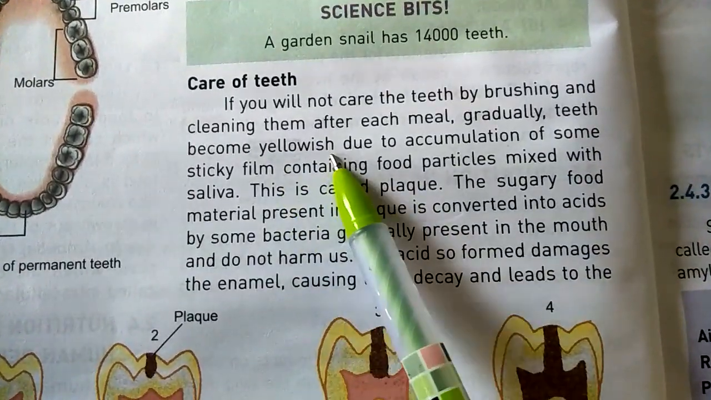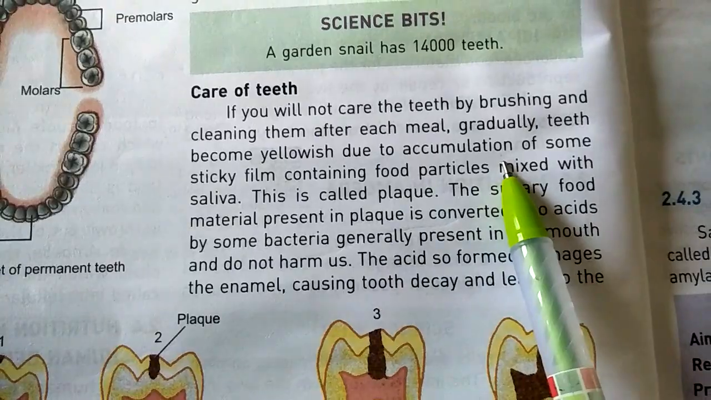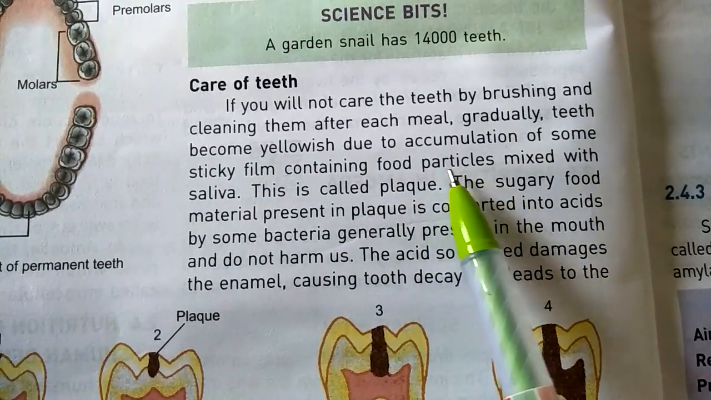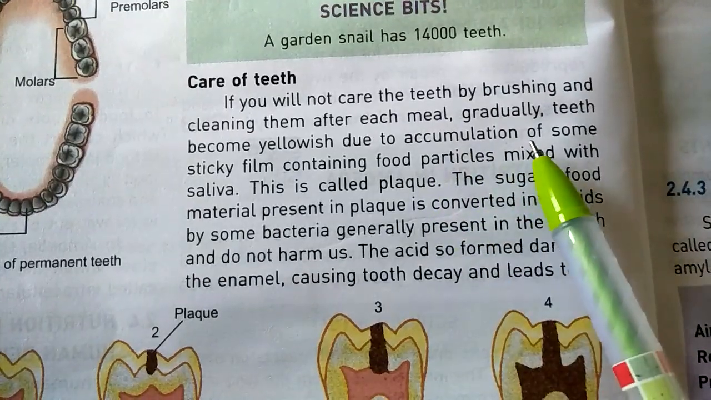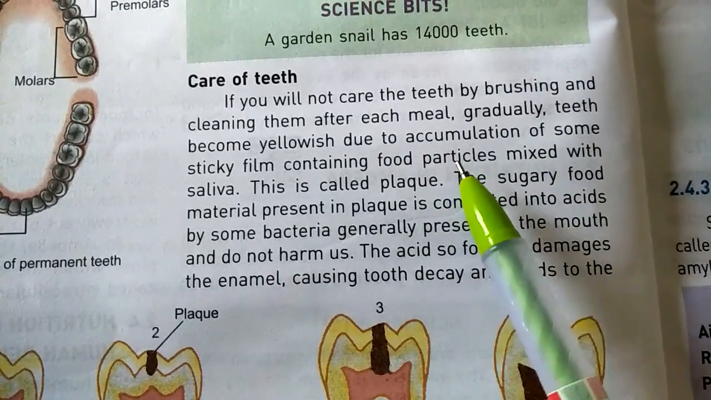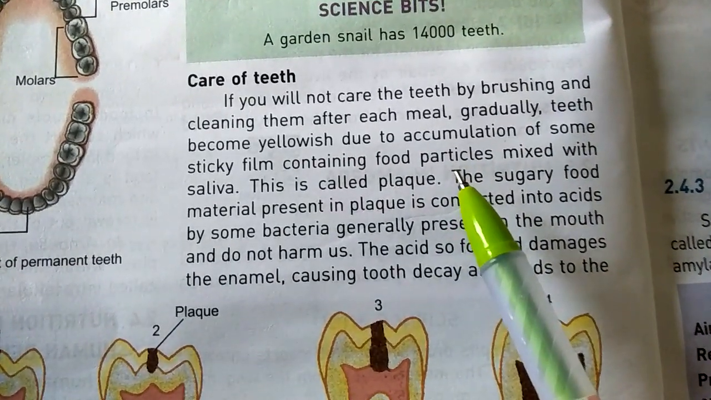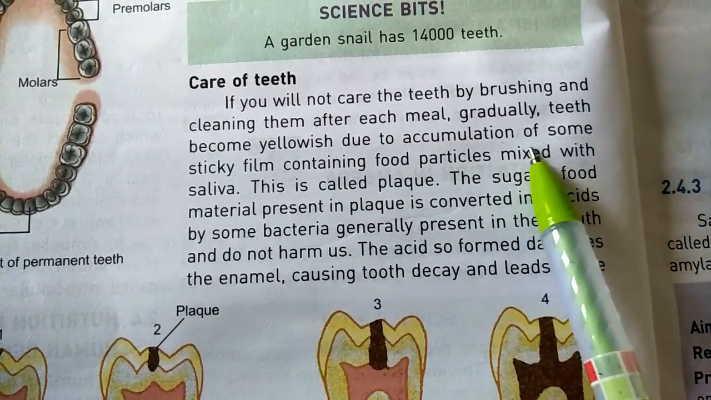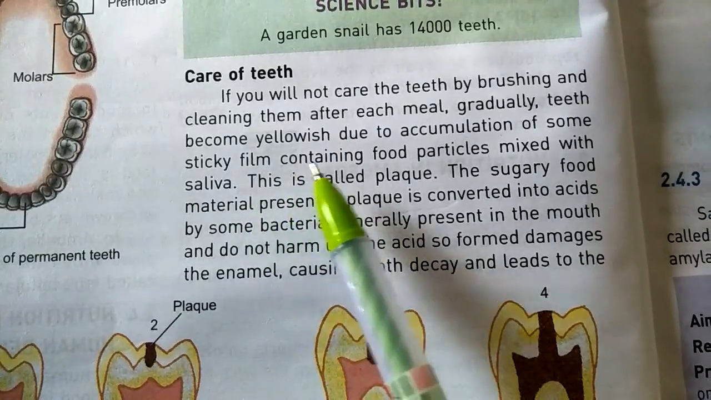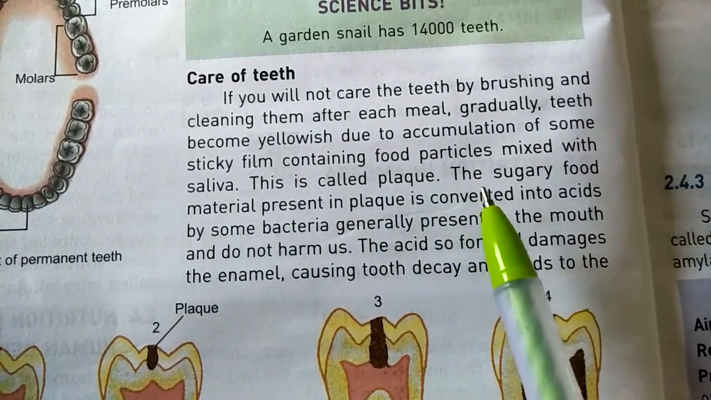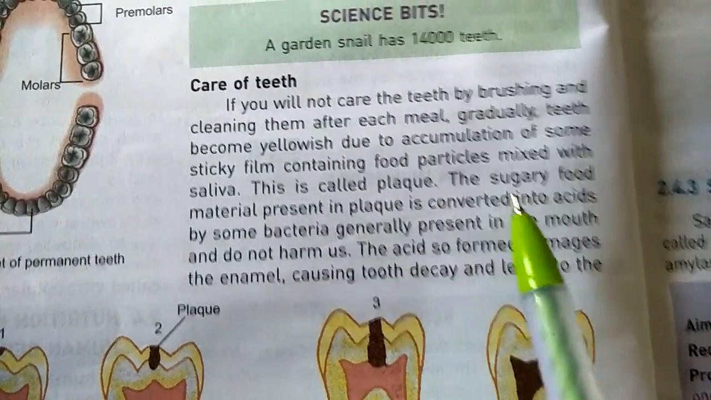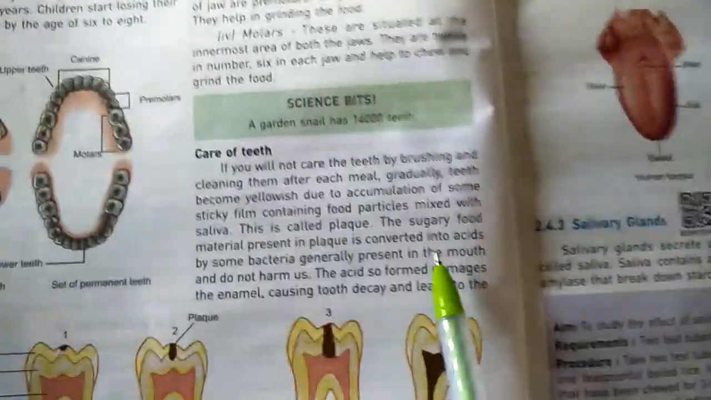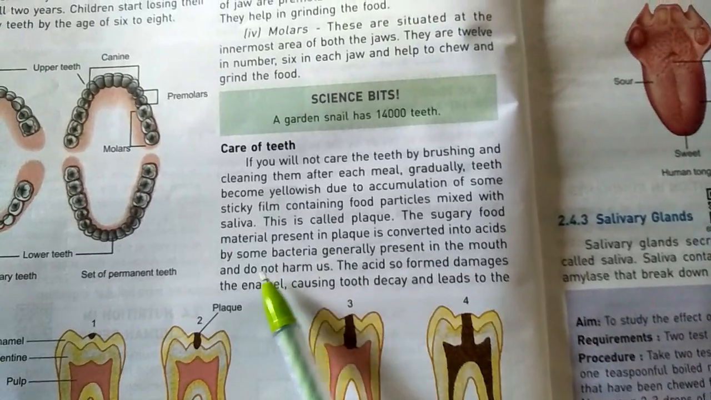When this yellowish layer accumulates on our teeth, premolars, molars, incisors, canines, these four types of teeth in our mouth, it is a sticky film containing food particles, known as plaque. The sugary food material present in plaque is converted into acids by some bacteria.